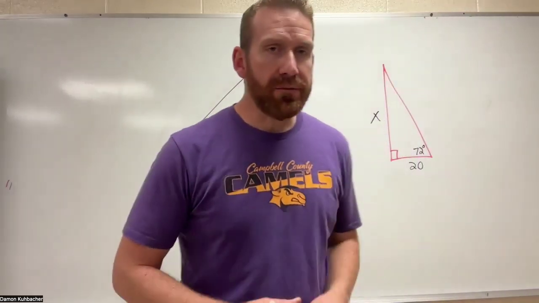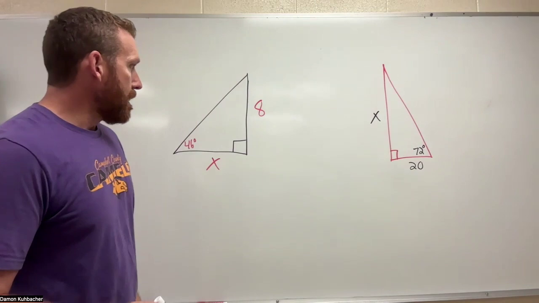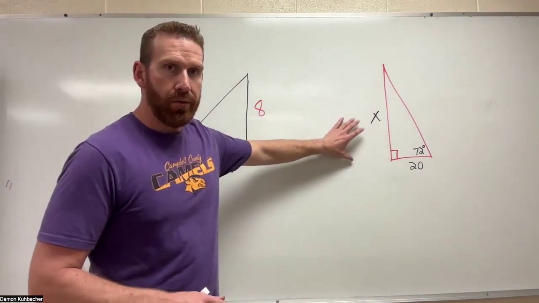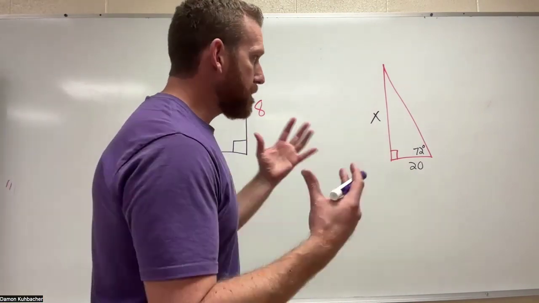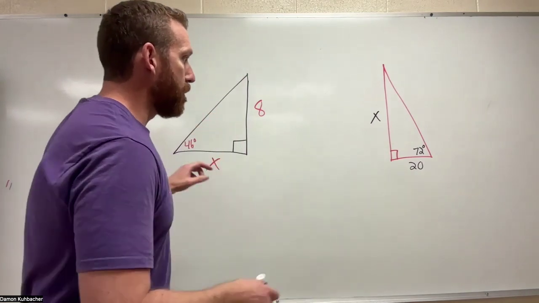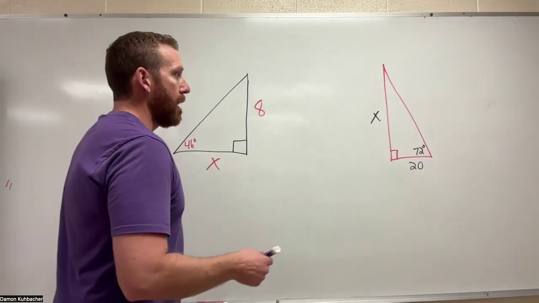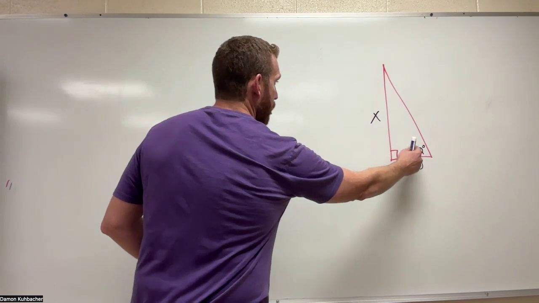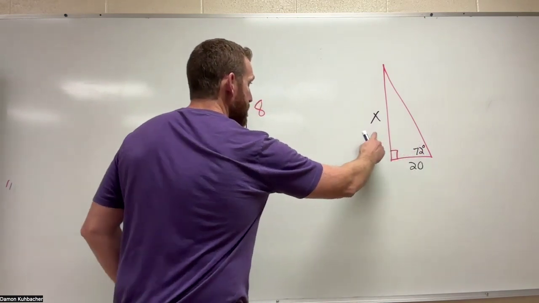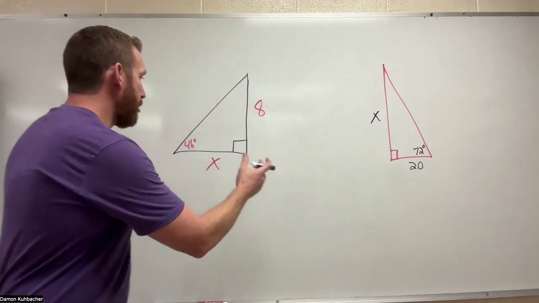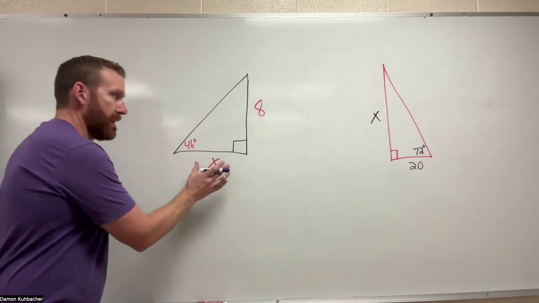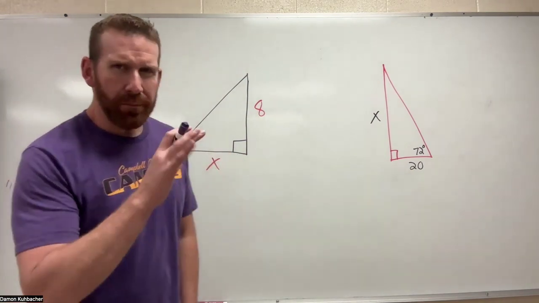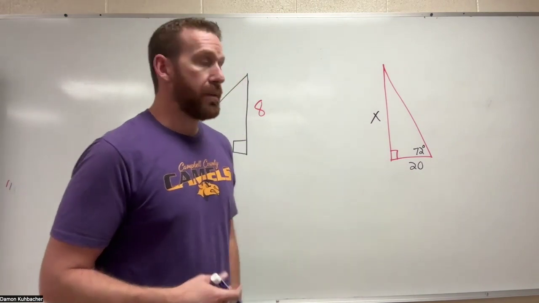So now I have two different examples up here, and we're going to start with this one over here. There are two different setups here. If we're looking at our theta, in one of them our variable is on the opposite side. In my other one, my variable, x, is on the adjacent side. And we have a little bit different way that we're going to solve both of these.